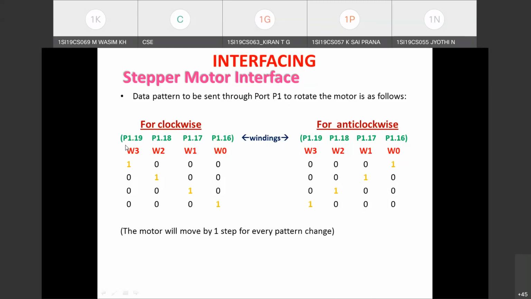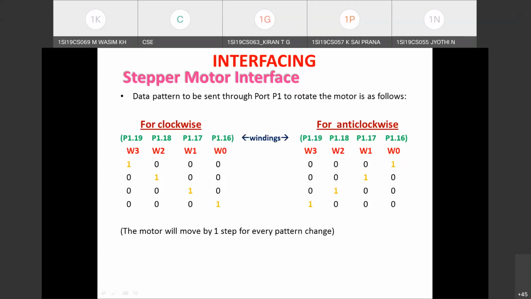Okay. So for supplying the voltage to winding 3, you need to send out 1 through port 1.19. For supplying the voltage to winding 2, we need to apply it through port 1.18. For winding 1, to supply the voltage, we'll use port 1.17. Since the windings are connected to the Darlington transistor, and the base of the transistor is connected to these port pins P1.19 to P1.16.